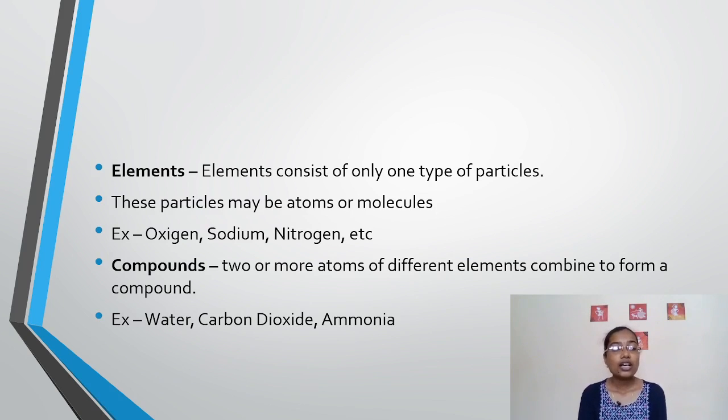Next one is compounds. A compound is nothing but 2 or more atoms of different elements combined together. You can see here a clear distinction between elements and compounds. Elements are the pure form of one type of particle, but compounds have 2 or more atoms of different elements. For example, water, carbon dioxide and ammonia are examples of compounds. Water is made up of hydrogen and oxygen. Carbon dioxide is made up of carbon and oxygen. Ammonia is made up of nitrogen and hydrogen.